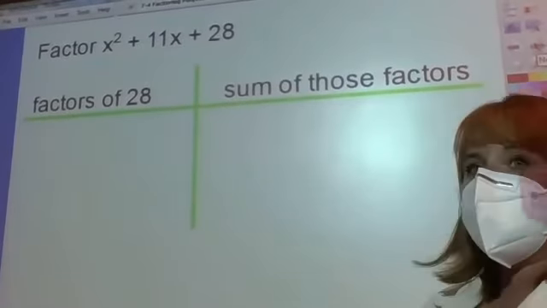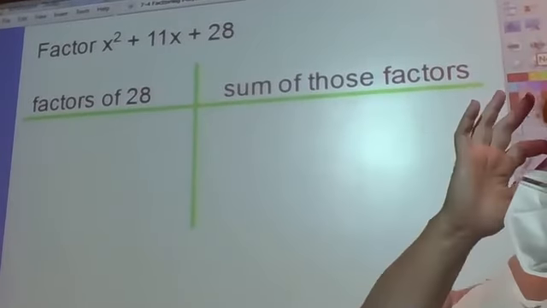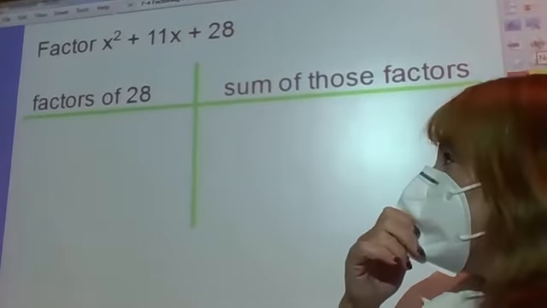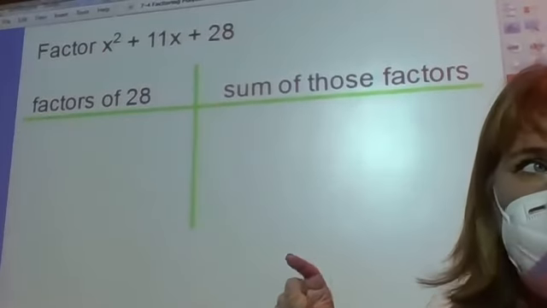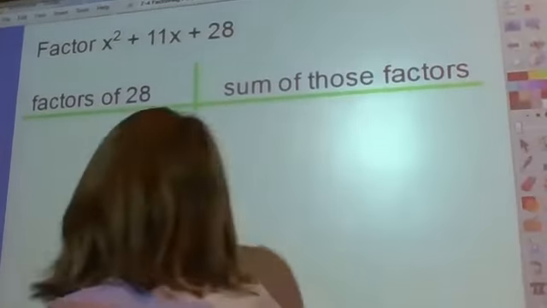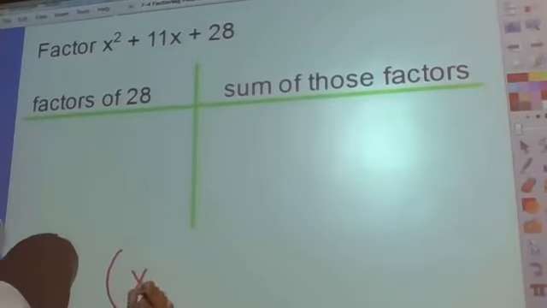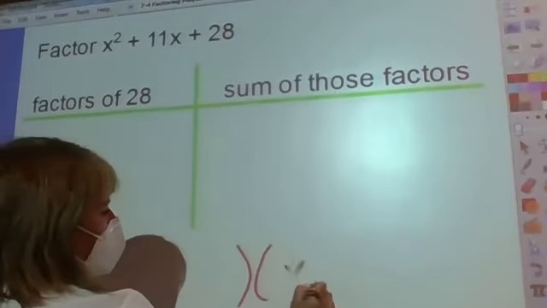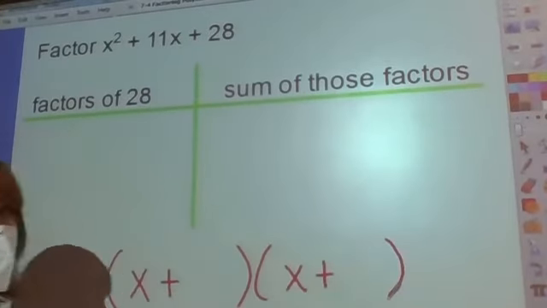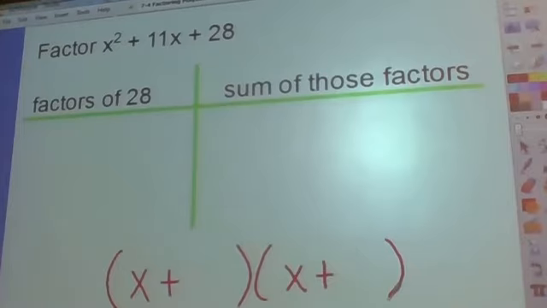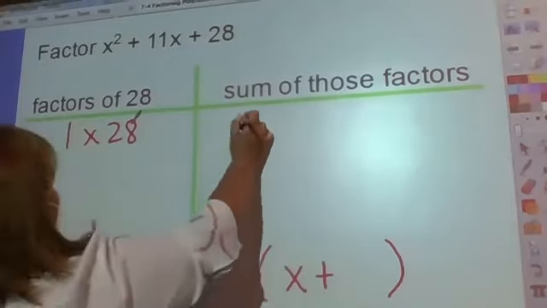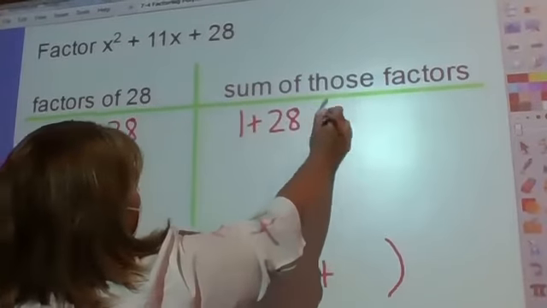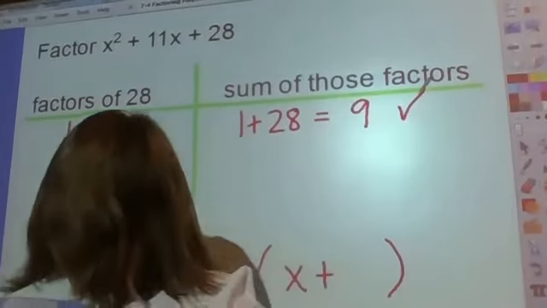All right, so here we go. This is your first one. We're going to write this down. We are going to factor this trinomial into the product of two binomials. So our answer is going to be x plus something times x plus something else, okay? First step, we have to list out the factors of 28. 1 times 28 is 28. Well, what's 1 plus 28? 29. So that is not going to work.